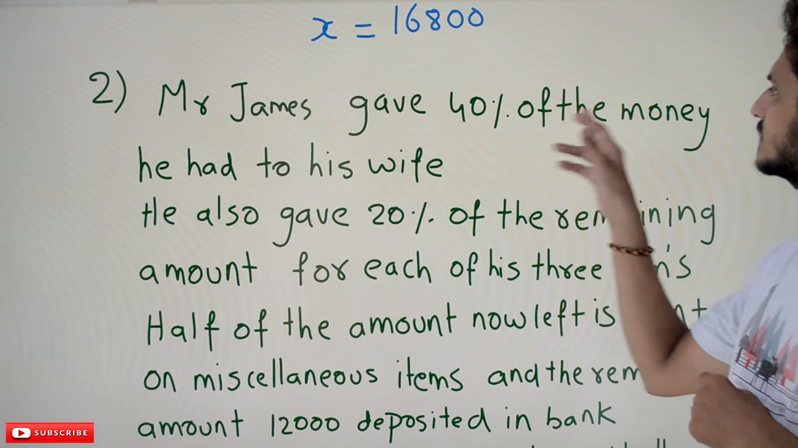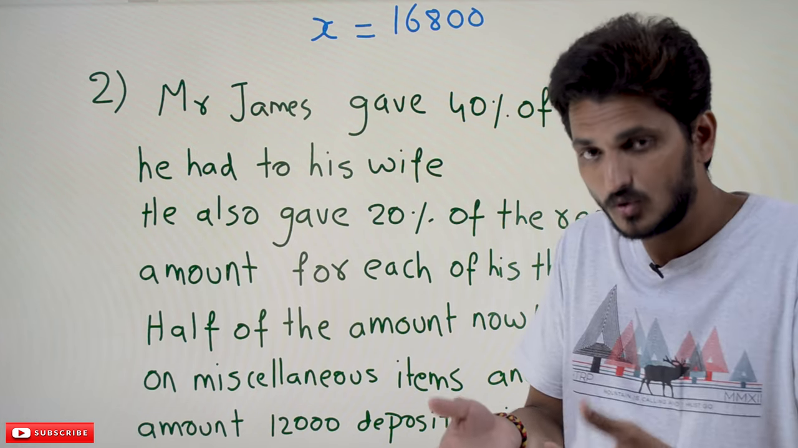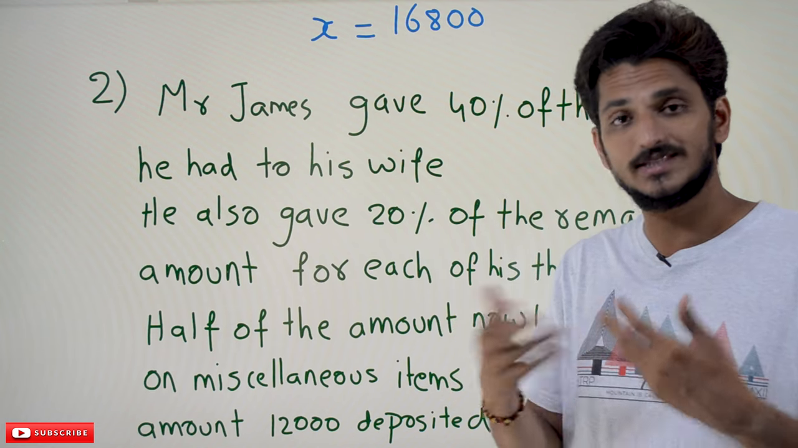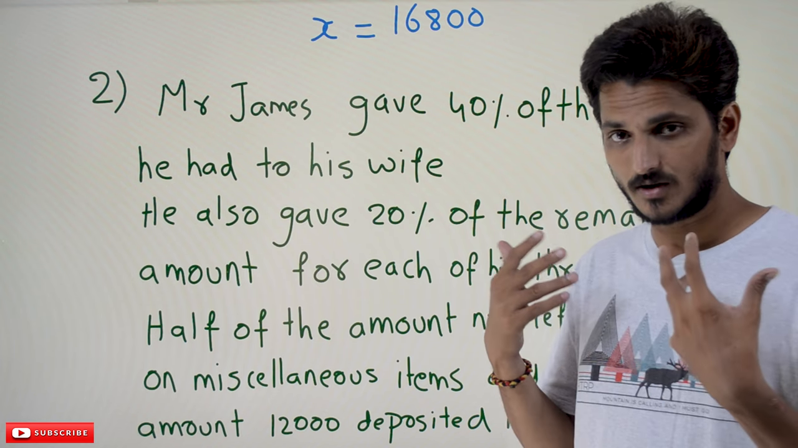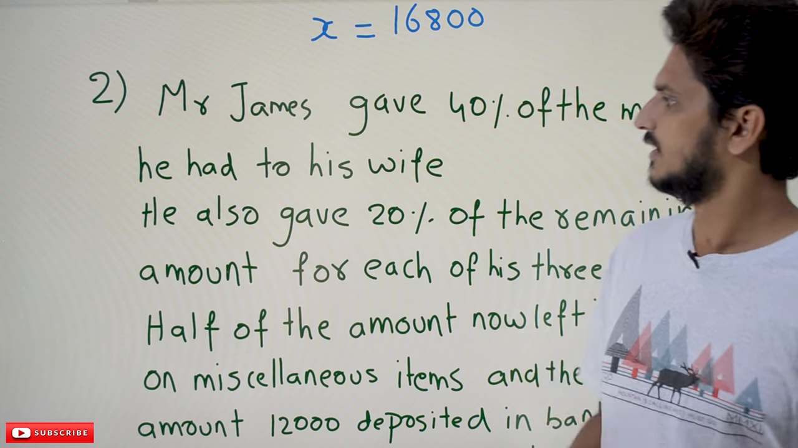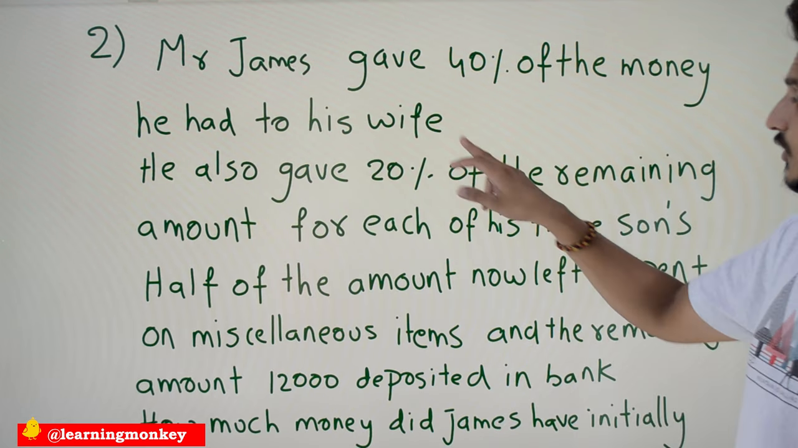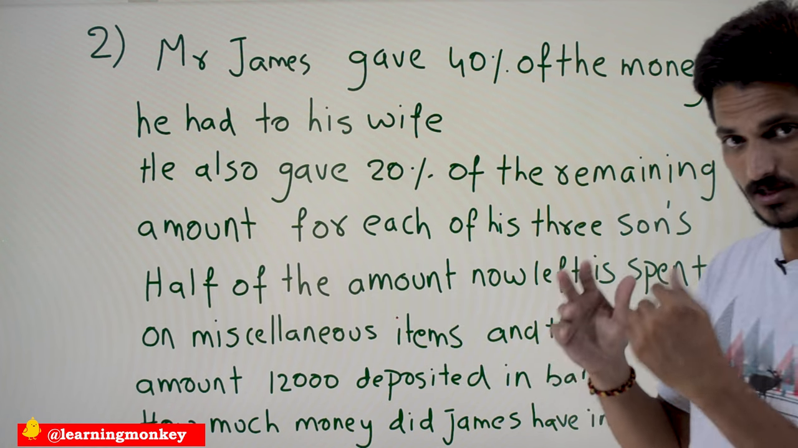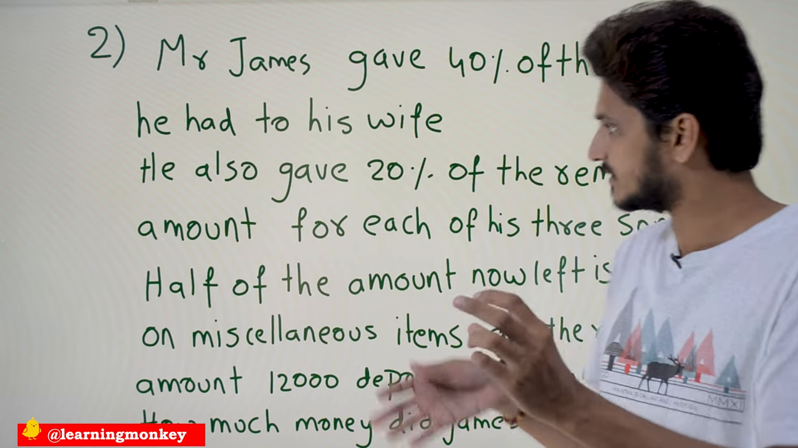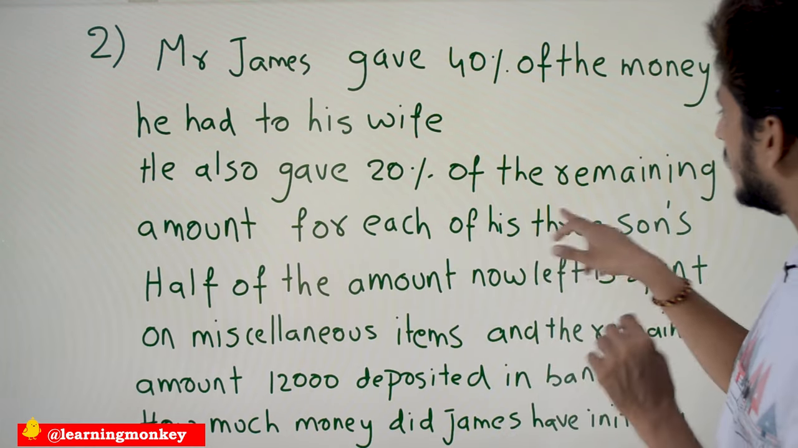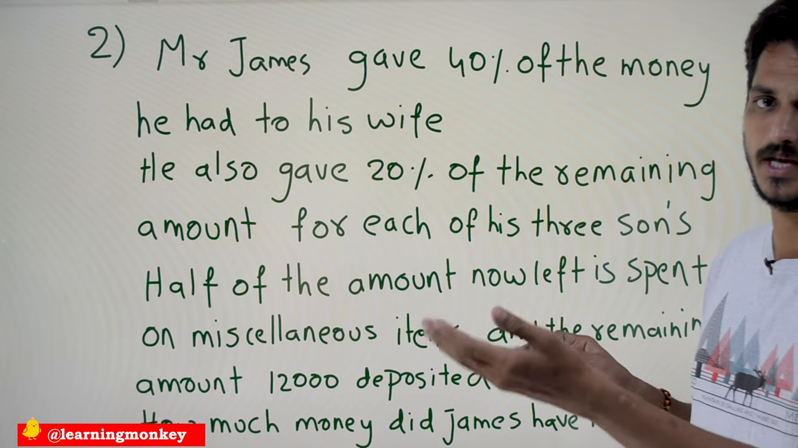Mr. James gave 40% of the money he had to his wife. We don't know how much he has, so we assume James has X amount of money, and 40% of it is given to his wife. He also gave 20% of the remaining amount to each of his three sons, meaning each son got 20% of that remaining amount.